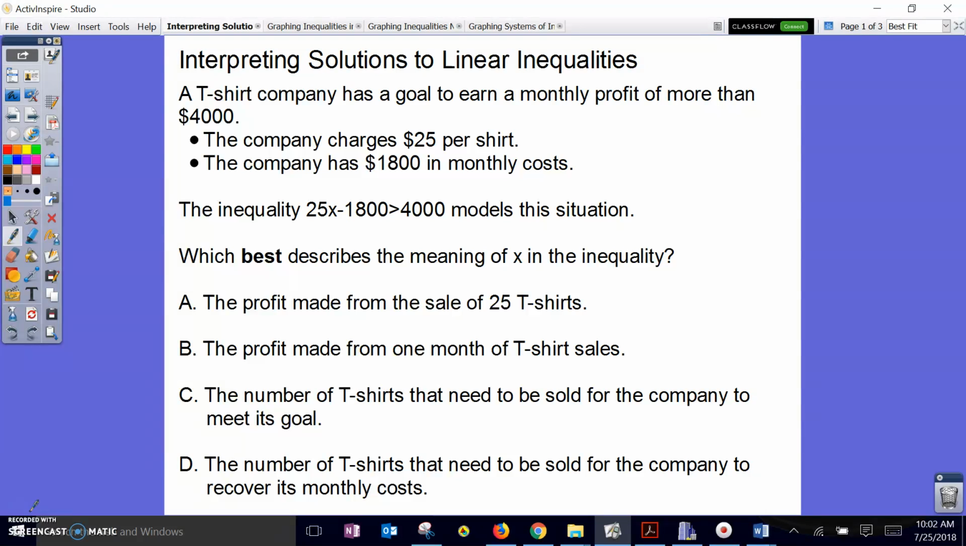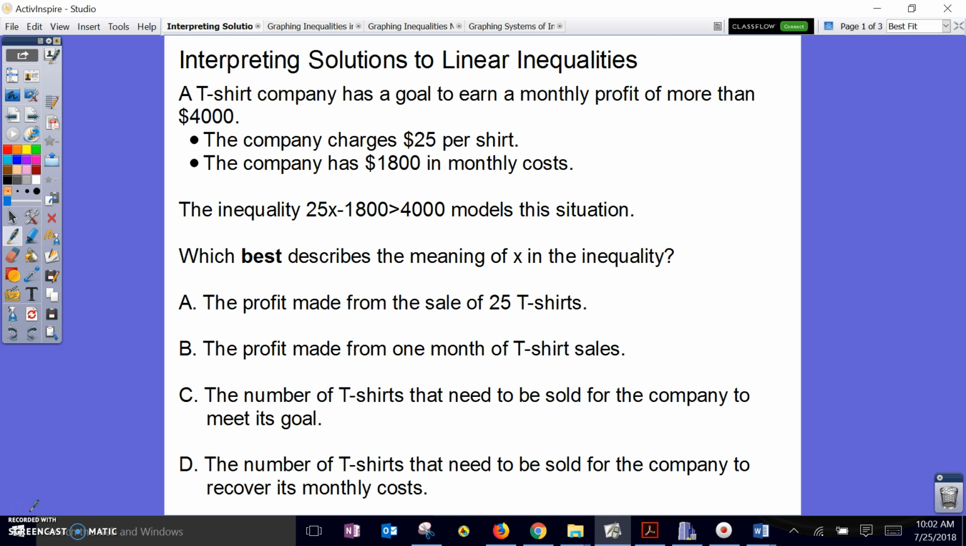Alright, in this video we're going to be talking about interpreting solutions to linear inequalities. We're going to look at a few multiple choice based questions from problem based scenarios on linear inequalities.